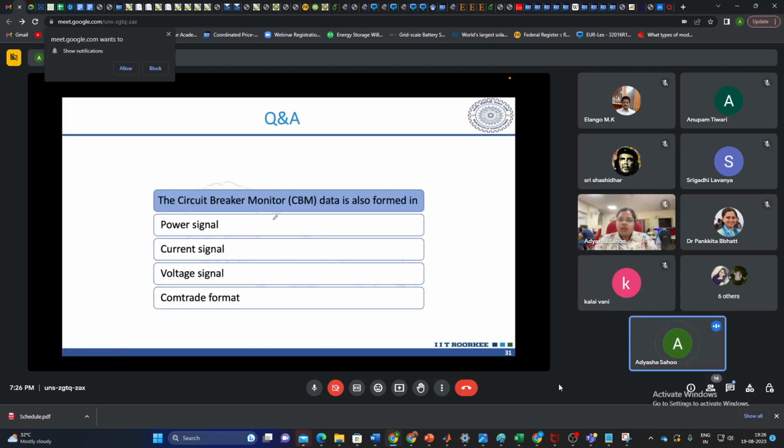Okay. Then the next, similarly, the circuit breaker monitor data, what is the data format? It's D, ma'am. Comtrade. Okay, so this was the Comtrade format, and I think in the slides, in the lecture sessions, it was covered in detail.